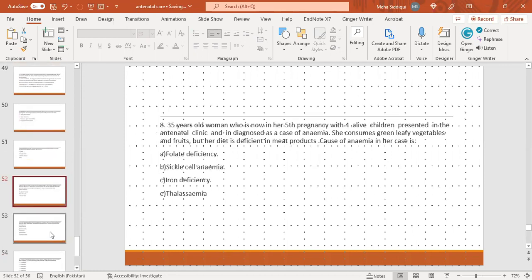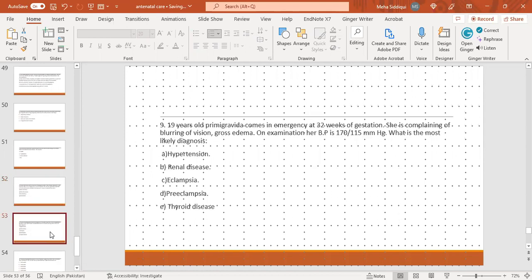MCQ number 8. A 35-year-old woman who is now in her fifth pregnancy with 4 live children presented in the antenatal care and is diagnosed as a case of anemia. She consumes green leafy vegetables and foods, but her diet is deficient in meat products. Cause of anemia in her case is folate deficiency, sickle cell anemia, iron deficiency, thalassemia. C. Yes, C is the right option.